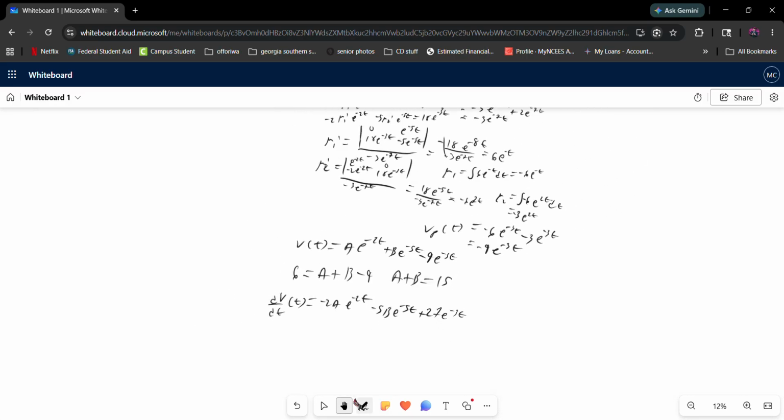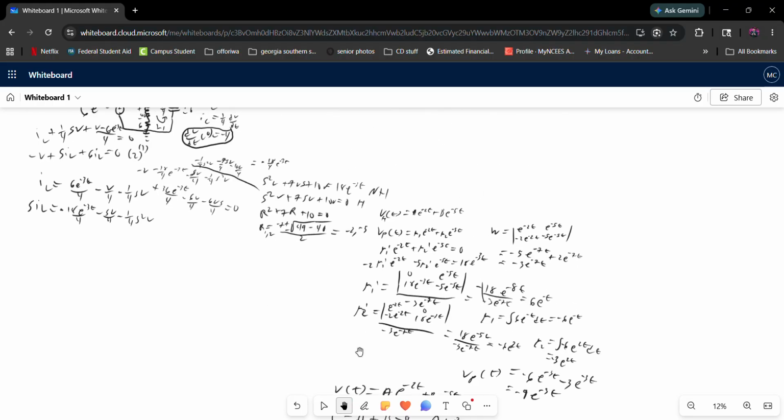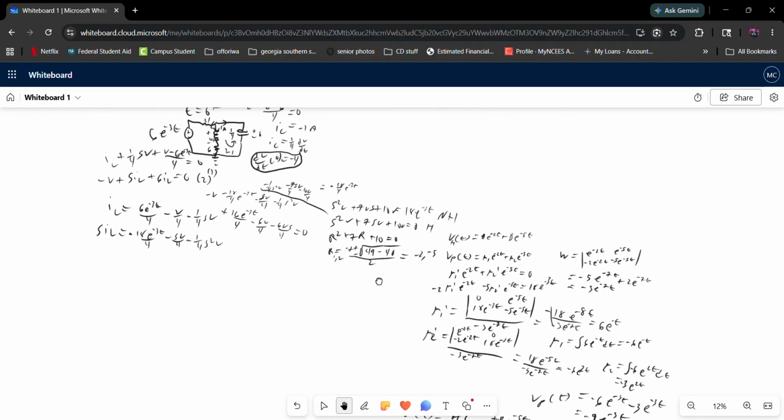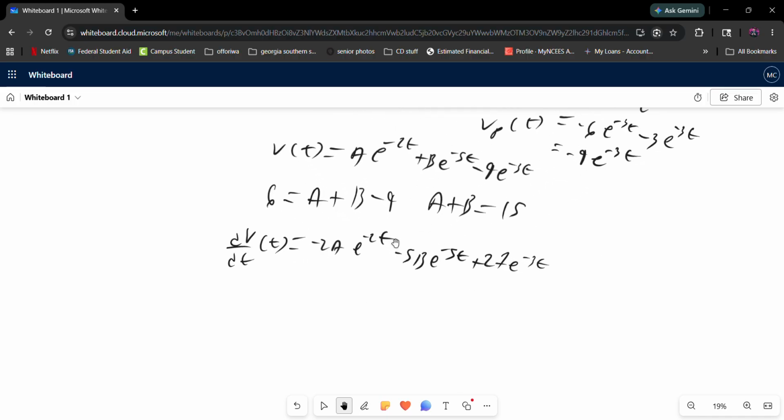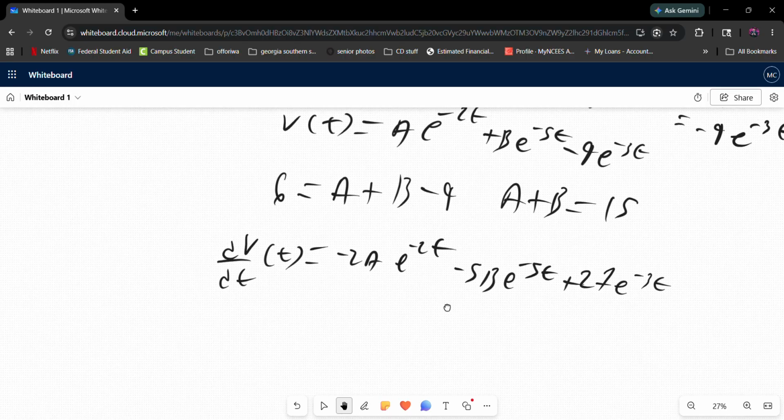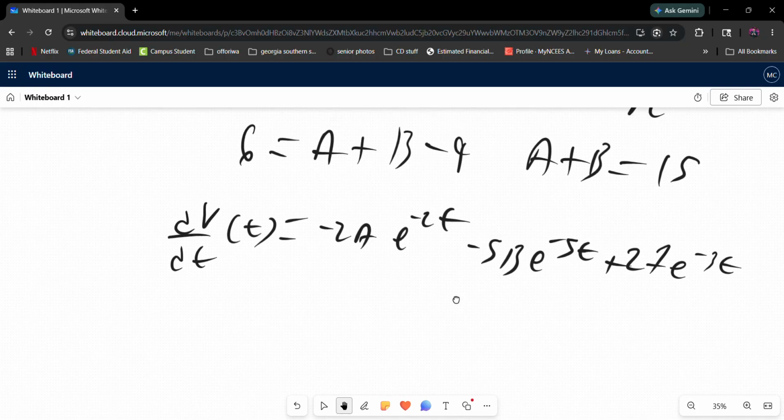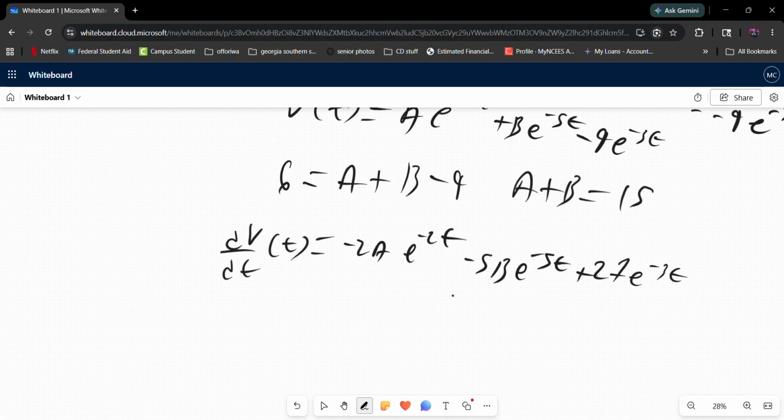Wait, did we actually solve for that? Because I remember we found the current was negative 1. Yeah, we did. Okay, negative 4. Good, just making sure we put that in there. Anyway, we know that's equal to negative 4. So we have negative 4 equal to negative 2a minus 5b plus 27. So we subtract the 27 over, and we get negative 31.